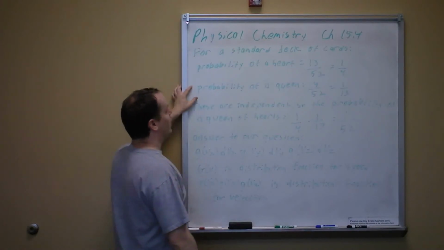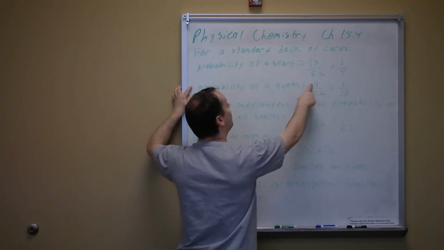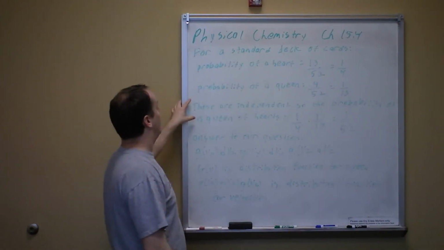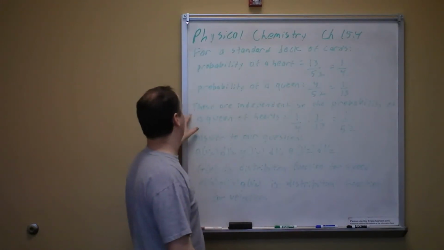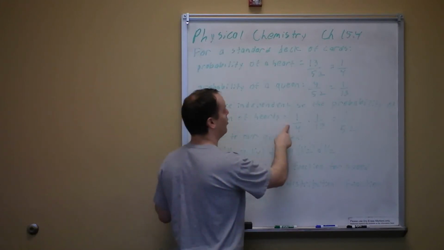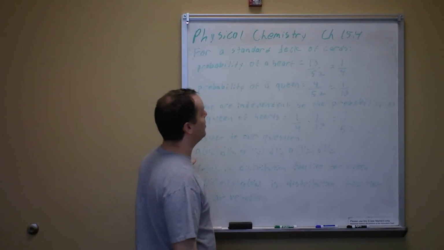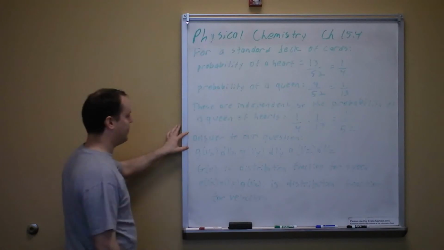Now the probability of getting a queen is 4 over 52 because there are 52 total cards and 4 of those are queens. And of course this can reduce to 1 over 13. Those 2 events are independent, therefore the probabilities can be multiplied. So if we want to know the queen of hearts, we multiply 1/4 by 1/13 and we get 1 out of 52. That makes sense because out of 52 cards, there is only 1 queen of hearts.